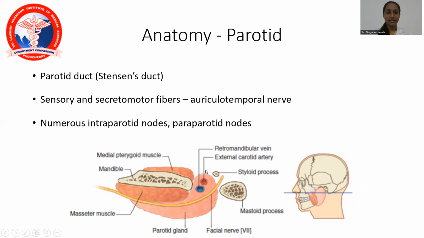The gland is supplied with sensory and secretomotor fibers by the auriculotemporal nerve. And there are numerous intraparotid nodes and paraparotid nodes which provide the lymphatic drainage of the gland. In this image, we can see the facial nerve dividing the gland into a superficial and deep lobe, and the retromandibular vein and external carotid artery running through the gland.